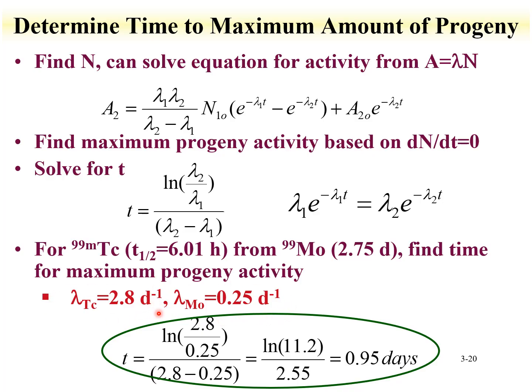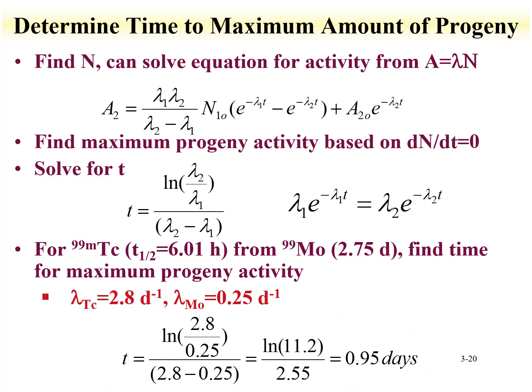Lambda 1 is the molybdenum. We make sure the units are the same, days and hours, so make sure you convert these hours into days. And this basically says that in about a day, this has reached a maximum. And this is actually a useful consideration, a useful term.